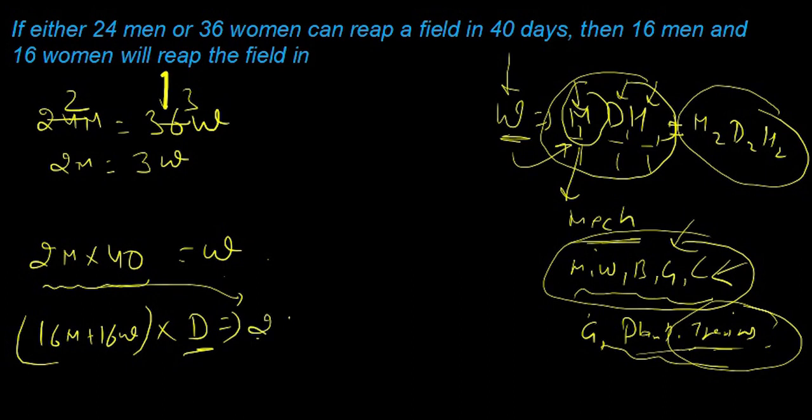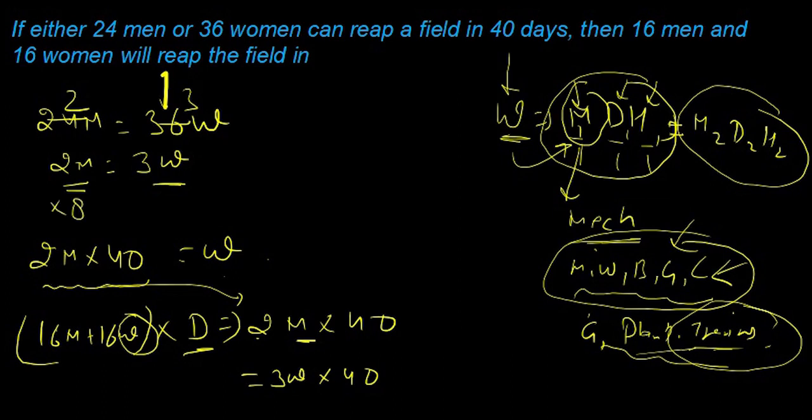So this is 2m into 40. Because the right-hand side has women, we need to convert them into men, or you can convert men into women, whatever you like. 2 men equals 3 women, so let's write 3 women into 40. For 16 men, you have to multiply by 8, so 16 men equals 24 women.